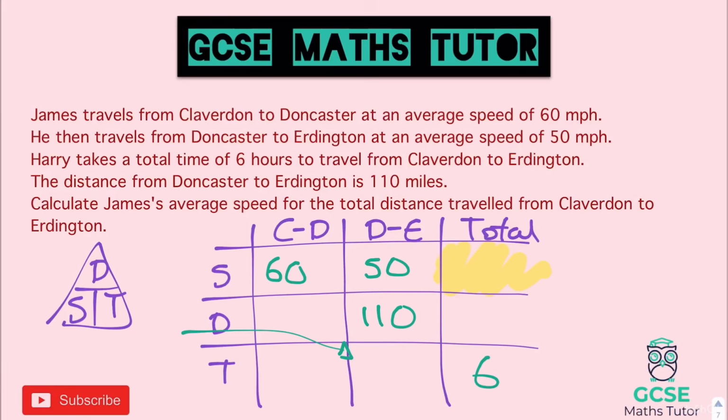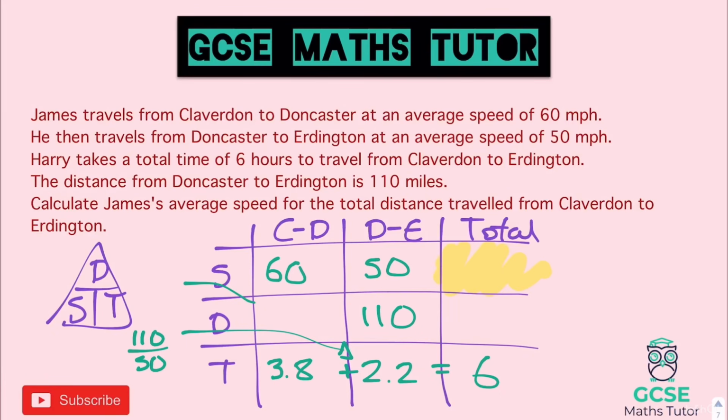So time is distance divided by speed. So we have 110 divided by 50, and 110 divided by 50 gives us 2.2. So we have 2.2 hours. So something is getting added to 2.2 that's going to give us our total of 6. So we can do 6, take away that 2.2, and that leaves us with 3.8 hours. And there we go for that first part of the journey.